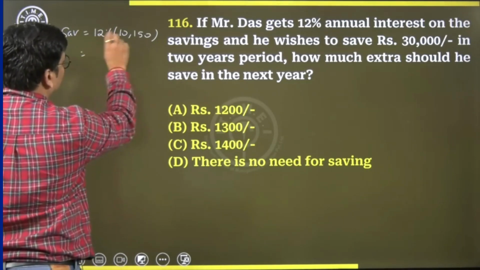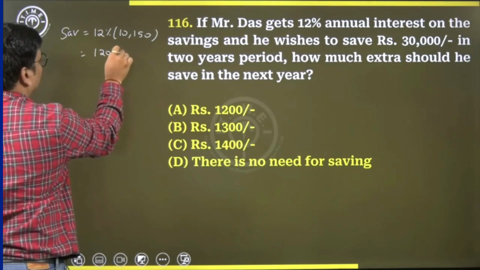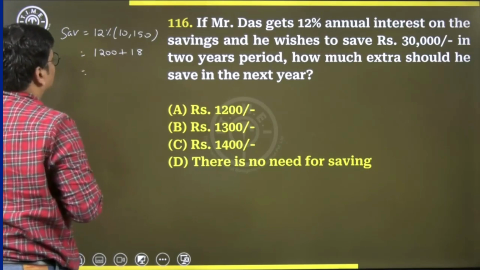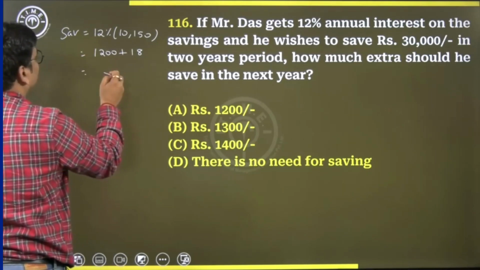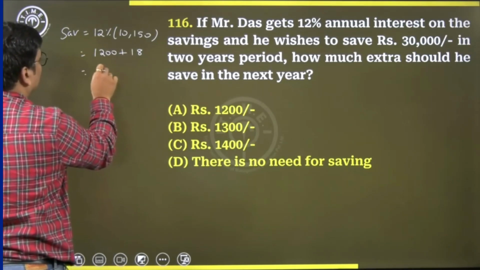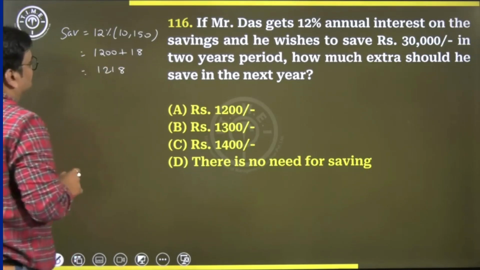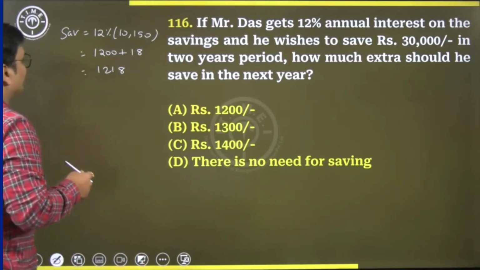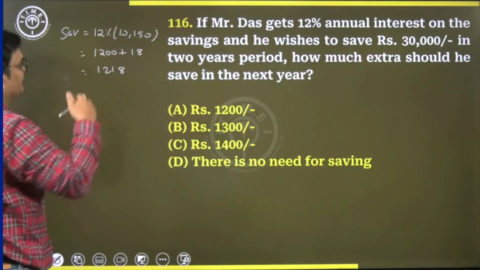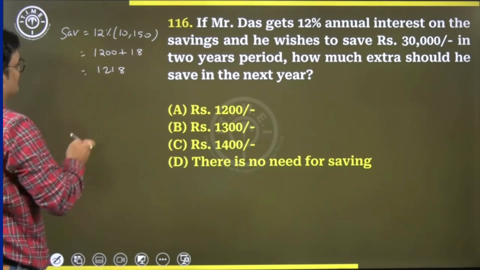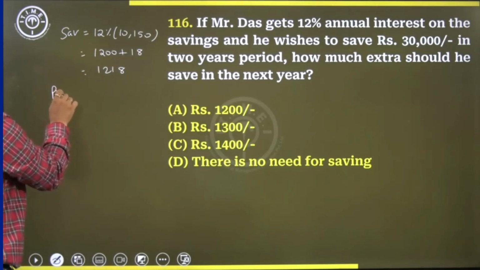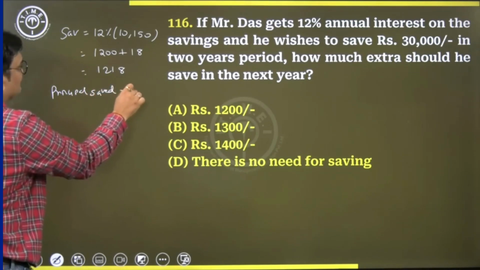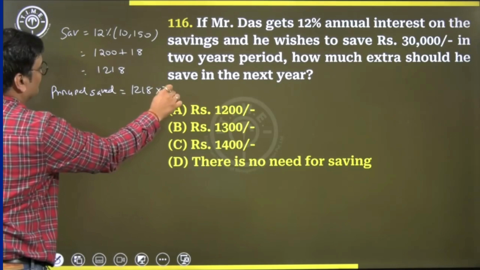So if you look at it, 12% of 10,000 will be 1200 and 12% of 150 will be 18, right? So this, when you solve it, will give you 1218 rupees. So this is what he's saving every month. Now in 2 years, how much will he save even if I include only the principal without even taking the 12% into consideration? So the principal saved will be 1218 and this will go on for 24 months, right?